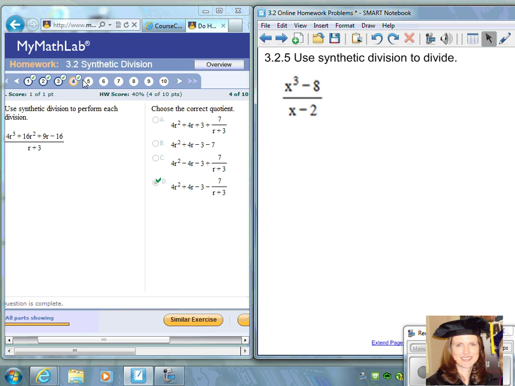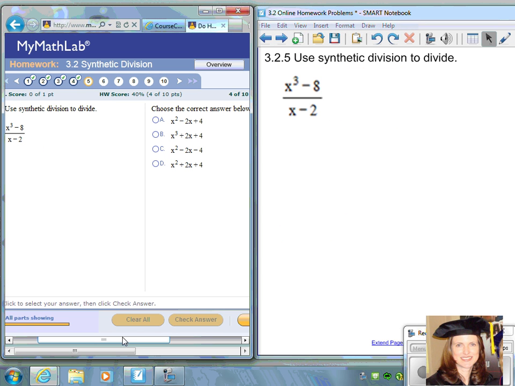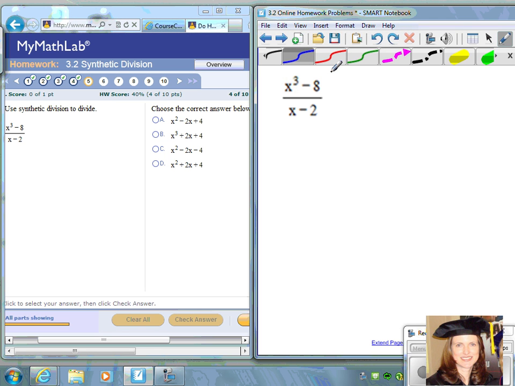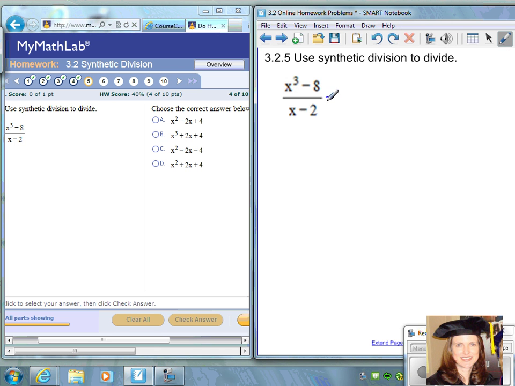Let's look at question number 5. For question number 5, we want to use synthetic division to divide. But this problem is missing some powers of exponents in the numerator. So I'm going to write this as x to the third power. We are missing an x to the second power, so I'm going to put plus 0x to the second power. We're also missing an x to the first power, so I'm going to write 0x to the first power minus 8. You want to make sure you have all of those powers of x, and you're going to divide by x minus 2.